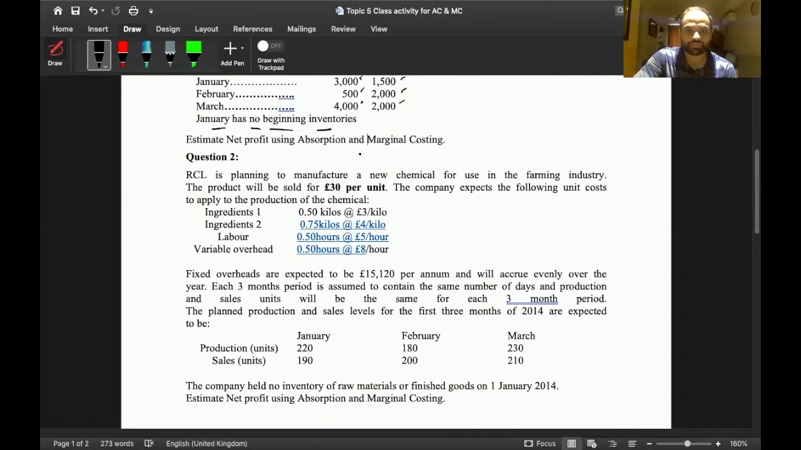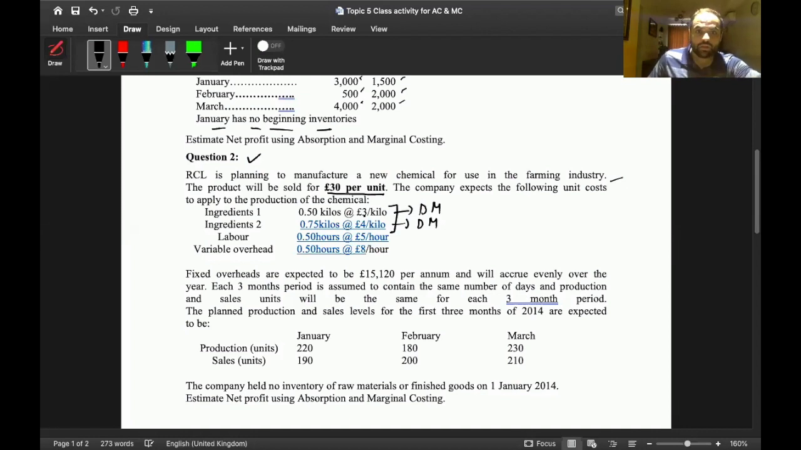So question 2, it says that RCL is planning to manufacture a new chemical for use in the farming industry. So again, it's from the farming industry. The product will be sold for 30 pounds per unit. So that's your sales, 30 pounds per unit. Company expects the following unit costs to apply to production of the chemical. Ingredient 1, ingredient 2. Ingredient means this is your raw material. So you have 2 raw materials or 2 direct materials.